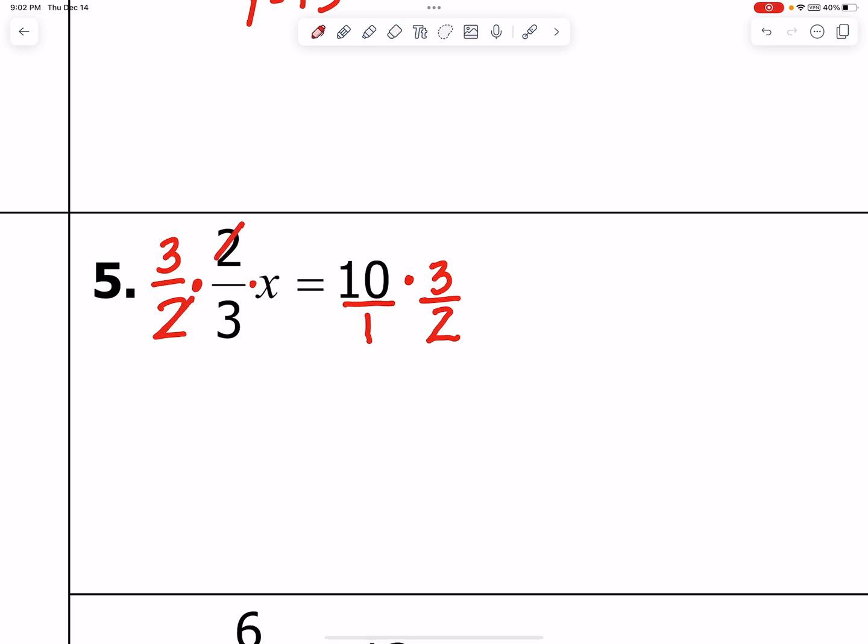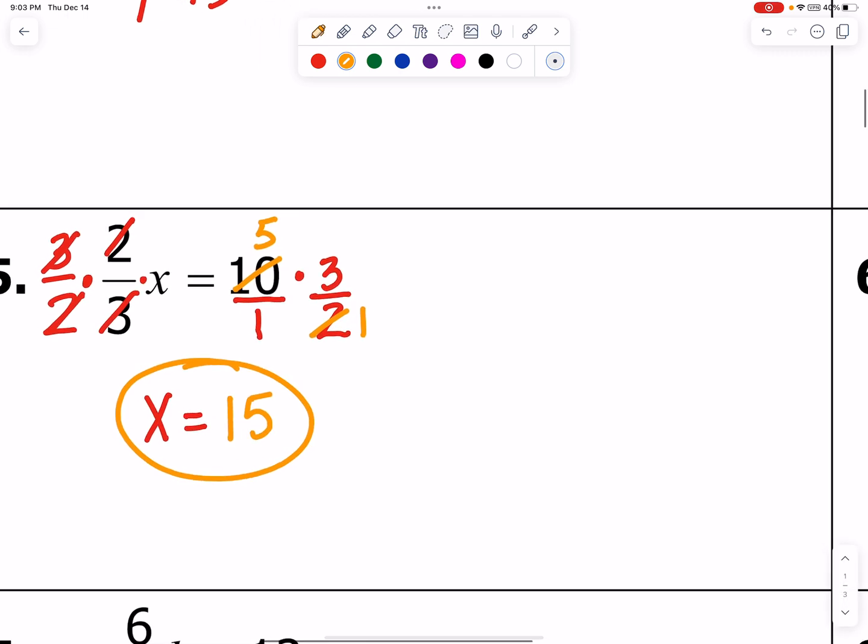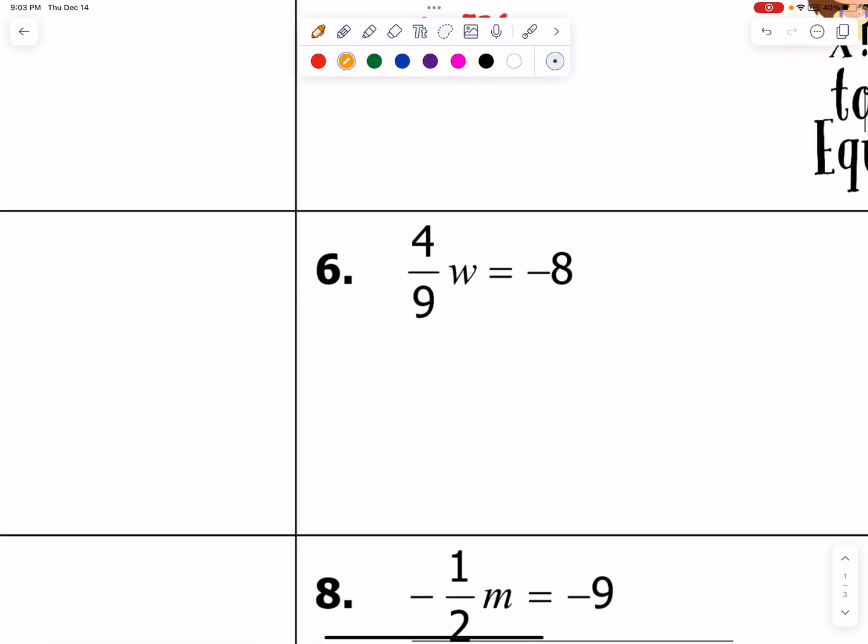This all cancels out and makes 1. And so we have x equals, and then let's go ahead and do this multiplication. We can cross simplify here. Divide by 2 is 1, divide by 2 is 5, and we end up with 5 times 3 is 15. Okay. All right, let's go ahead and try number 6 now.